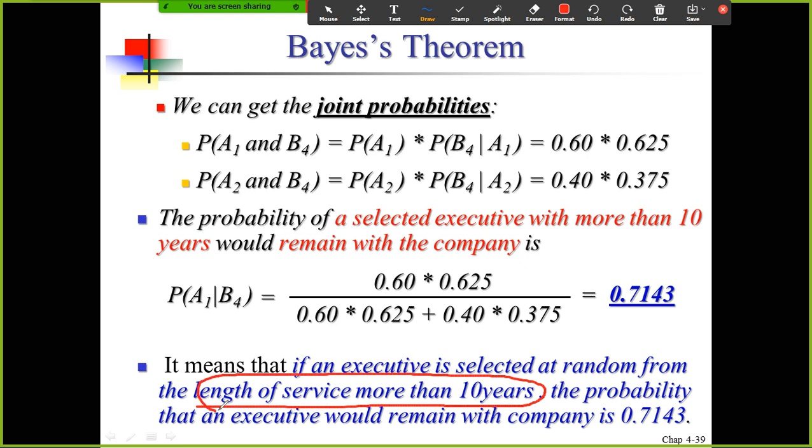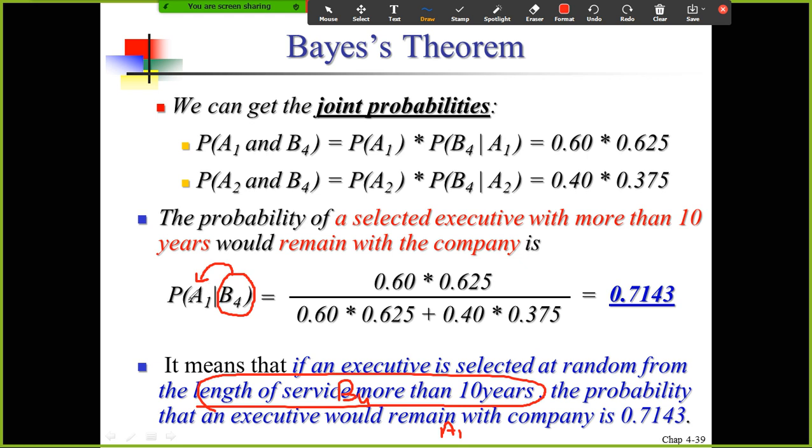How about 0 to less than 1 year? No, not included. How about executives with 1 to 5 years? Not included. How about executives who work 6 to 10 years? Not included. This is only more than 10 years. That's 5 by 4, and remain is A1. That's why it is among more than 10 years, under the condition that they remain.